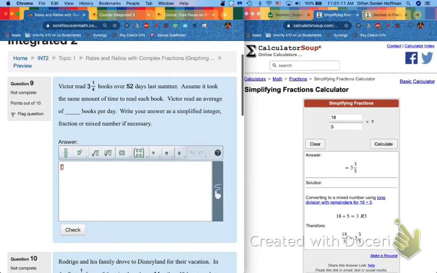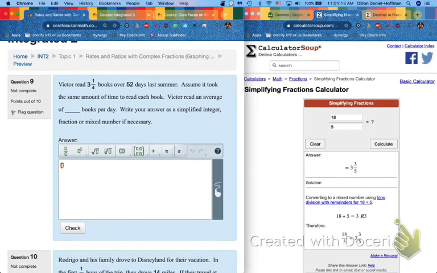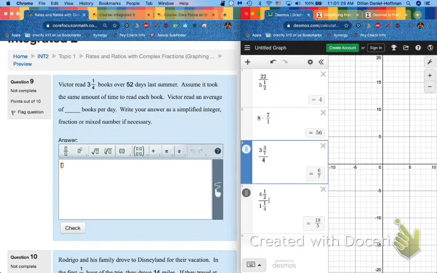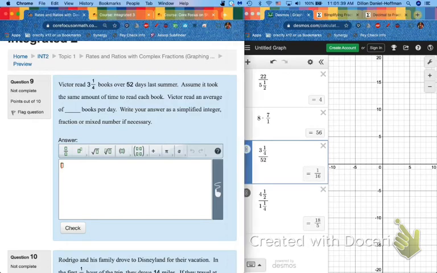All right, Victor read 3 1/4 books. Again, who measures books in fractions? But there you go. Over 52 days last summer. Good for Victor. Wow. It took the same amount of time to read each book. Again, so unrealistic. However, for the sake of the problem, books per day. So books over days. Let's go back to Desmos. I have my fraction on top, even my mixed number here. 3 1/4 over 52. 1/16 of a book per day.